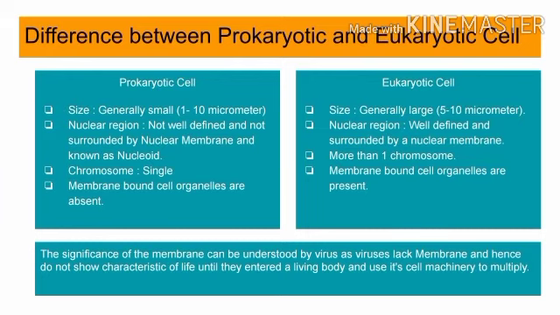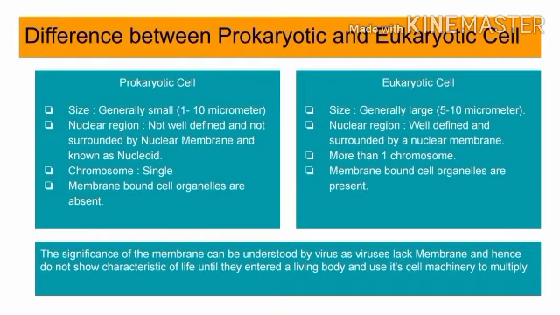Difference between prokaryotic and eukaryotic cell. On the basis of the nucleus being prominent or not, cells are divided into two types, prokaryotic cell and eukaryotic cell. Prokaryotic cell: size is generally small; the nuclear region is not well defined and not surrounded by a nuclear membrane, and is known as a nucleoid. The chromosome is single here. Membrane-bound cell organelles are absent.